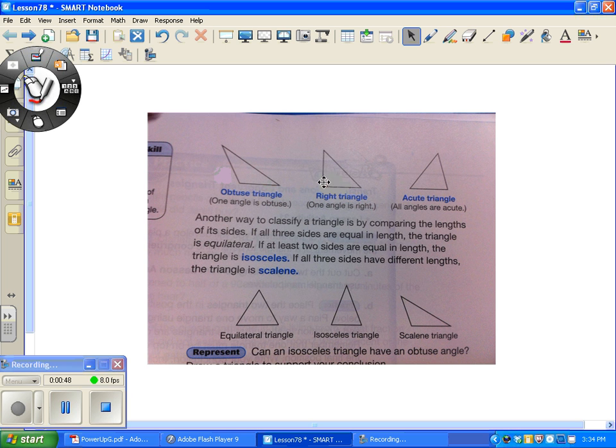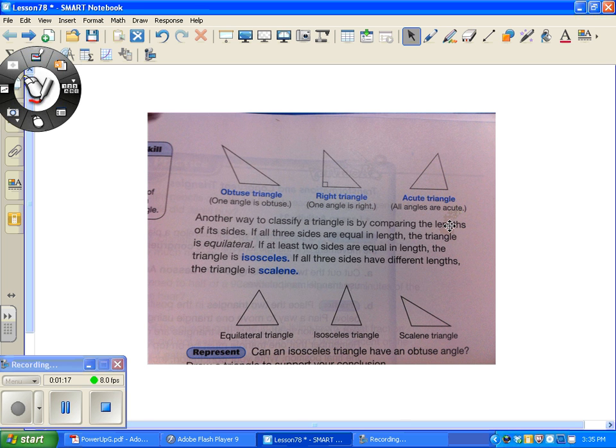Now let's look at the greatest angle in this triangle. And you can see that it's a 90-degree perfect little square, fits right in the corner. So it's a right triangle. It's not only a right angle, it's a right triangle. Okay? But if we look at the largest angle of this triangle, it's still acute. It's smaller than 90 degrees. Okay? And all of the angles are. So this would be an acute triangle.